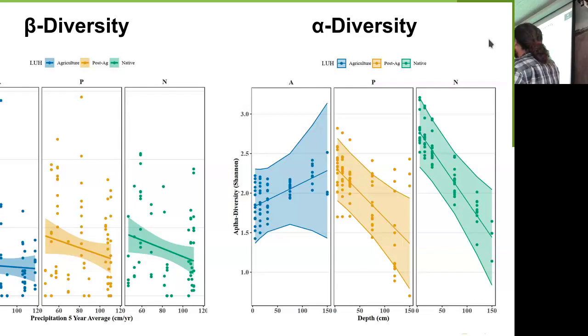Again, the ag systems seem to have the weakest relationship with precipitation. Irrigation could very easily explain that. And then the alpha diversity, the depth. Again, I don't think this is significant. It's a positive trend, but I don't think that's significant. These two are, and they're both similar to each other. Post-ag and native both have an even stronger relationship with depth than the ag systems do.